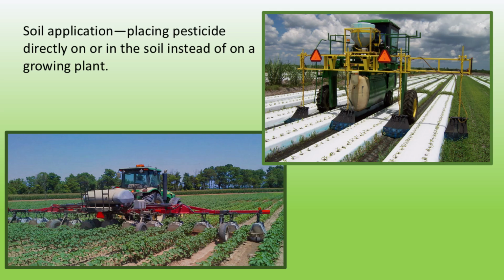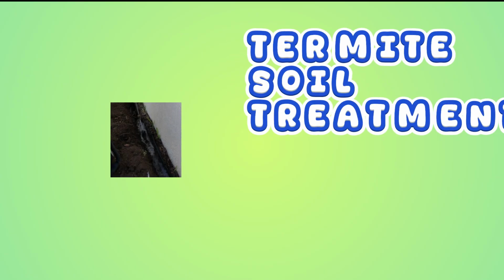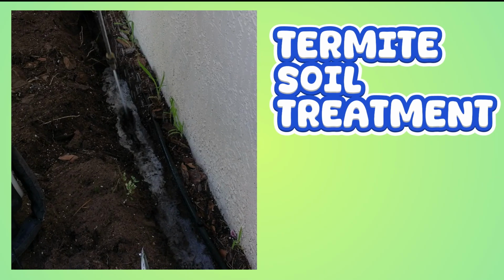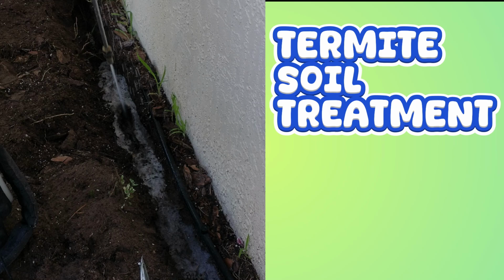Next, we're looking at soil application. This again is going to be placing pesticide directly on or in the soil instead of on a growing plant. So as you can see here, a lot of times this would be a commercial or farm type of application, but obviously you can think of things like a termite treatment where you dig a trench. There you would also be putting termiticide into the soil itself.